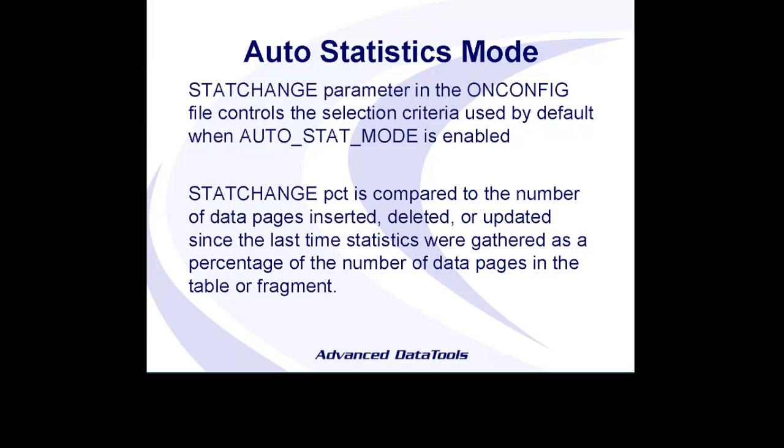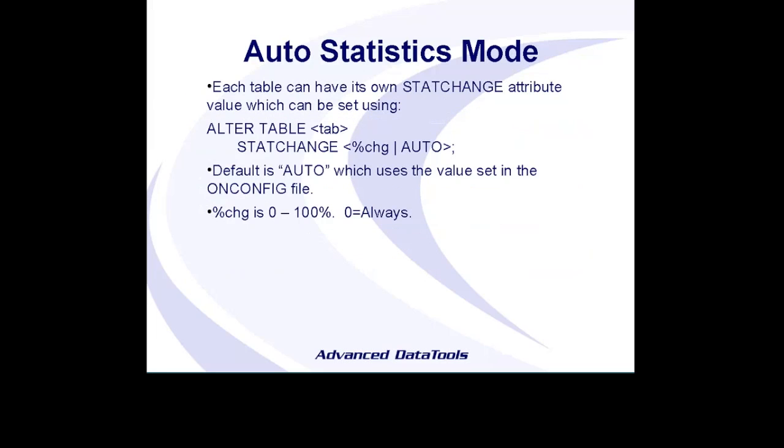You can override the default stat change that's in the onconfig file at the table level. You can do an alter table, table name, stat change, and set the percentage or the keyword auto. Auto means default, use the default value in the onconfig file, or you can set the percent change to anything from 0 to 100%. 0 means always calculate stats. So that brings us back to the original behavior before 11.70, where stats were always calculated. If you have some table that's highly volatile, and you always want update statistics to execute for it, you can set the stat change level for that table to 0.